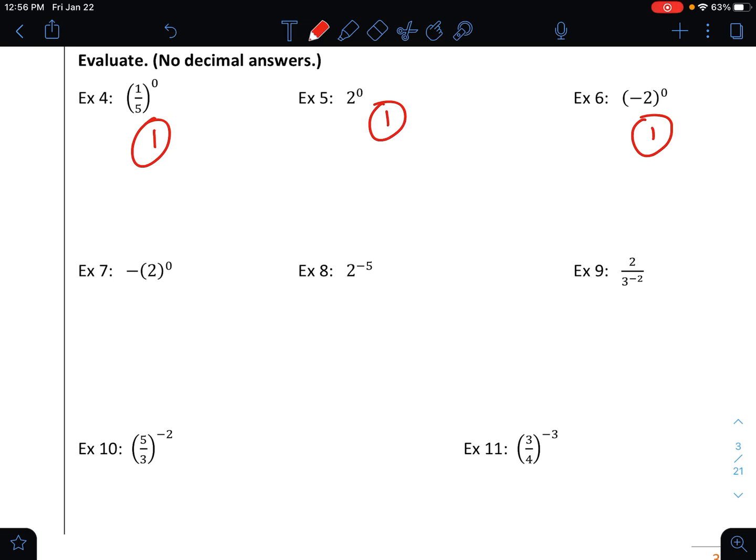Number 7. So this part is going to be a 1. So the answer is actually going to be -1 because the negative is not inside the parentheses. Okay, example 8. We're going to do the reciprocal. So the reciprocal will be 1 over 2. And remember, when you do the reciprocal, it changes the power. Now let's go ahead and raise 2 to the 5th. Okay, so I'm going to use my calculator. 2 raised to the 5th is 32. So this would be simplified as 1 over 32. Again, don't turn that into a decimal. You want to leave it as a fraction.